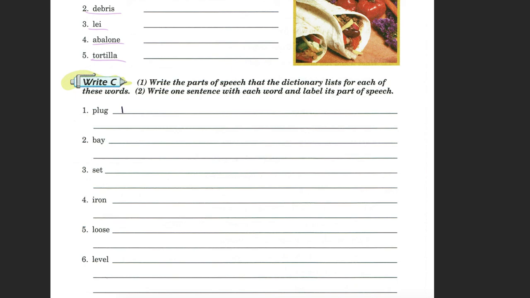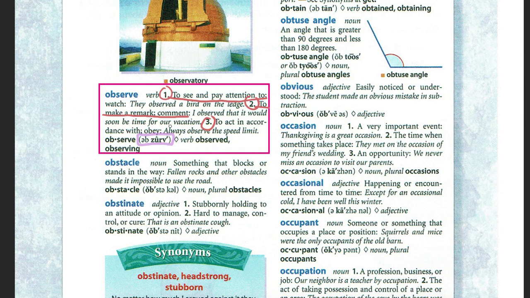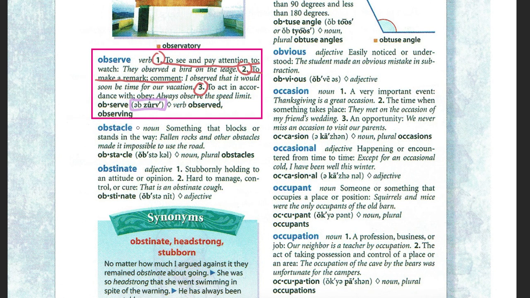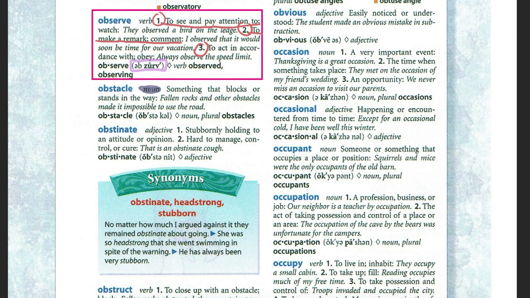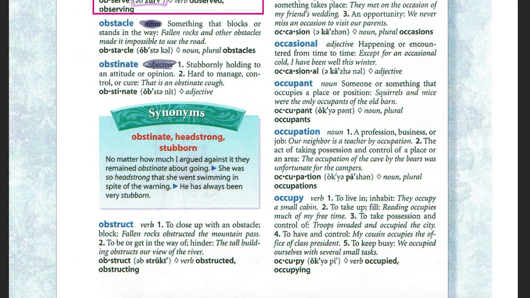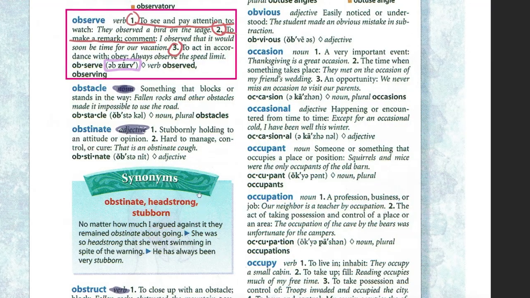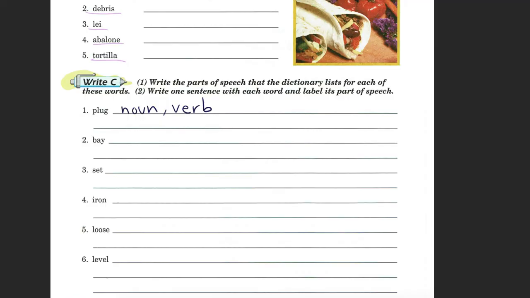So I write noun and verb. If you're using a dictionary book at home, you'll see it labeled. For example, here it says noun, and obstinate is just an adjective. You'll be looking for parts of speech. And they want us to write one sentence with each word and label its part of speech.